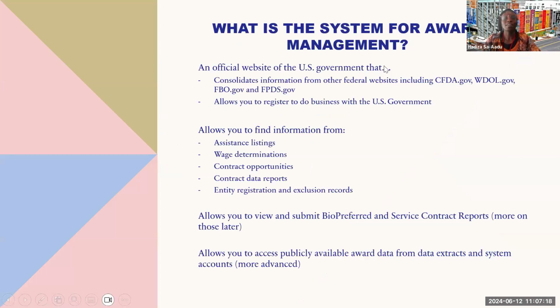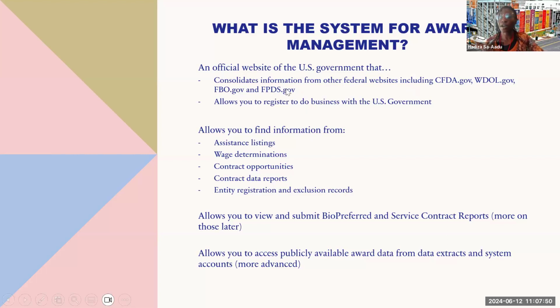So, what is the System for Award Management? First thing is this is an official website of the US government. And as such, what it does is it consolidates information from other federal websites, including CFDA.gov, WDOL.gov, FBO.gov, and FPDS.gov.